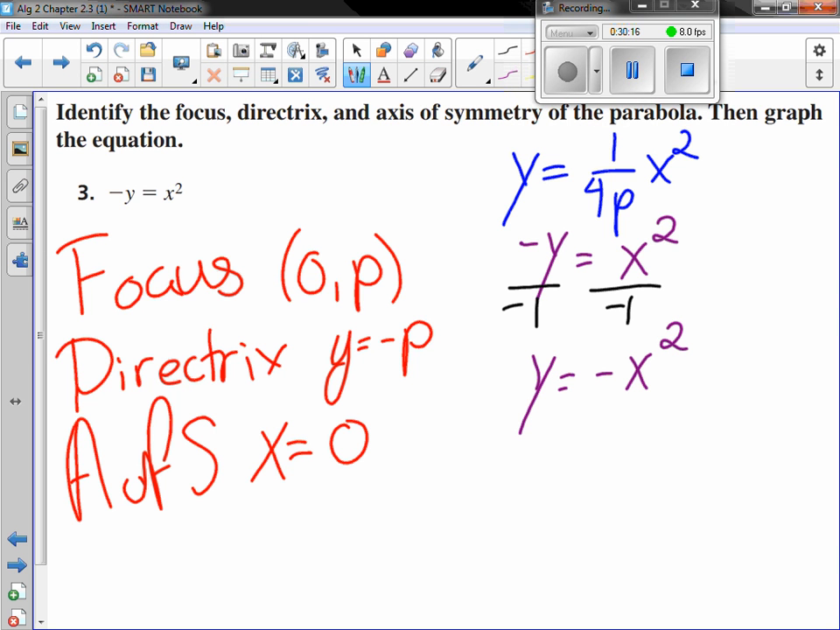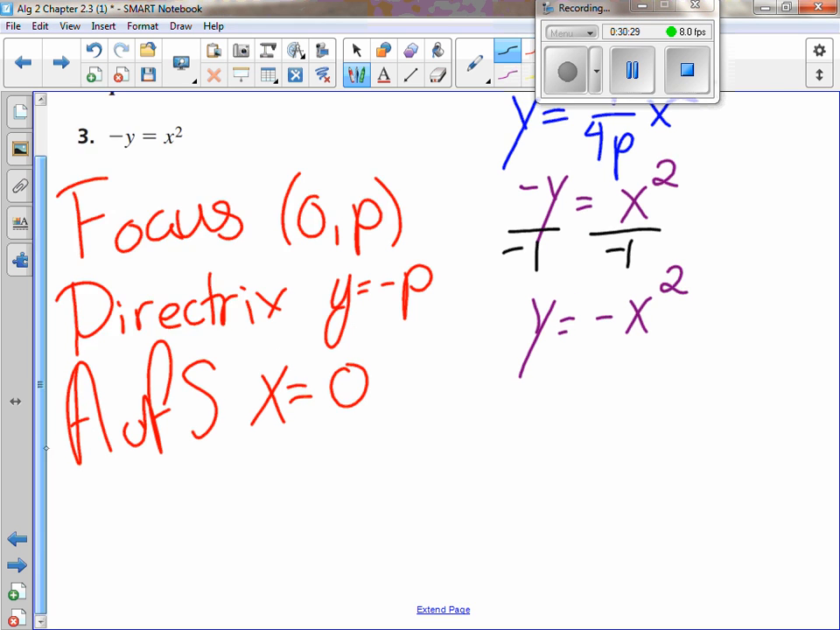So this one here was a little bit easier. It wasn't as easy as the last one to get the variable without an exponent by itself. I guess it already was on the last one. Here we had to divide by negative 1. And when we do that, we have it.